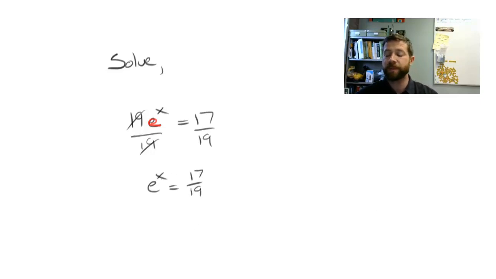Now I'm trying to solve for x. What can I do next? I'm going to apply the natural logarithm to both sides of this equation. And again, it's because of that base e. So let me just take a second here. I'm going to apply the natural log to both sides of this equation.